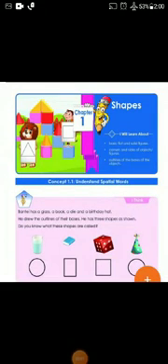Good morning, children. Our first chapter is shapes. In this chapter, I will learn about basic flat and solid figures, corners and sides of objects, figures, outlines of the bases of the objects.